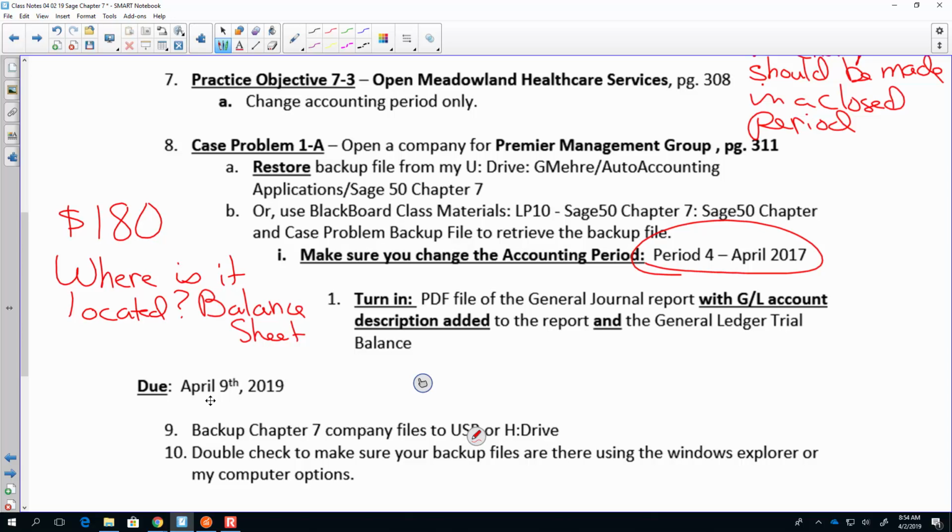So often with students, I'll see this number on the balance sheet, and I'll know exactly what they did. They use the 180 as the adjustment, and that's not the adjustment amount. So look for that number when you're done. Make sure it's on the balance sheet when you're done. The other two are pretty straightforward.